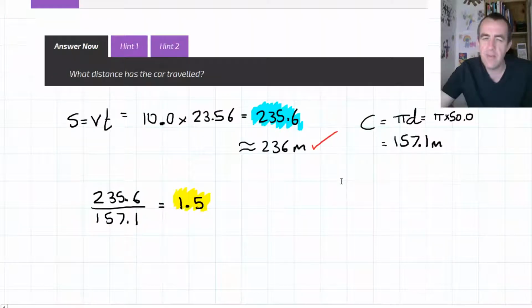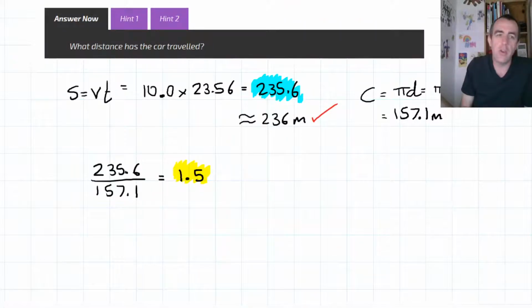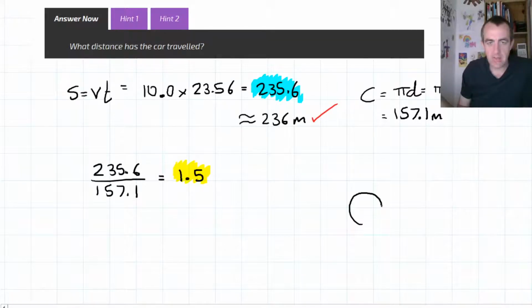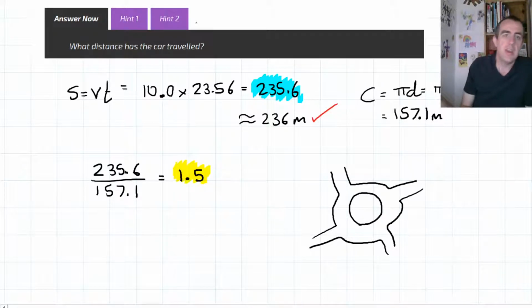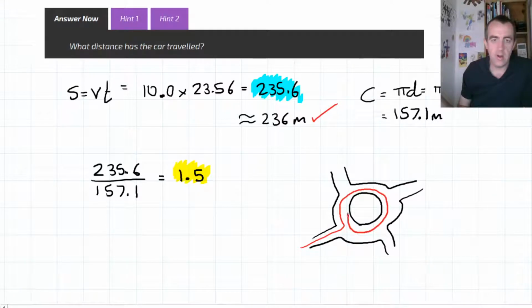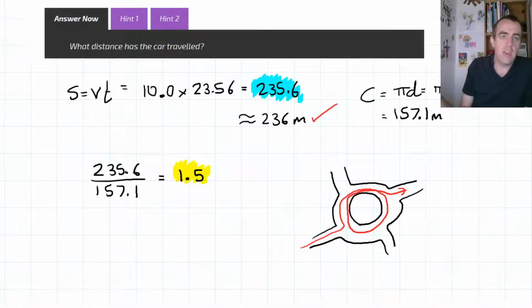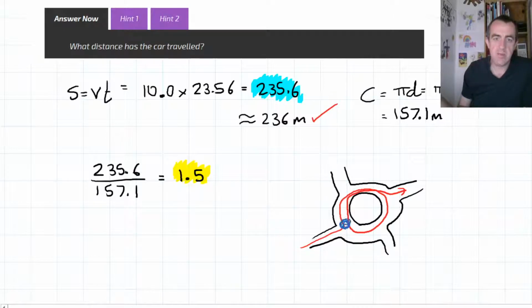Now for this one, you have to visualize what's going on. We've got our roundabout here. In fact, let's do a quick sketch. Here's my roundabout. Maybe it's got some roads coming off it like this. I think that's the quintessential roundabout. We enter our roundabout over here somewhere. We go around it like this 1.5 times, and then we leave it. And so the question is the displacement between this point here, let's label it A, and this point here, let's label it B.